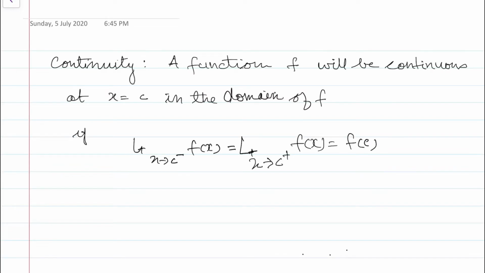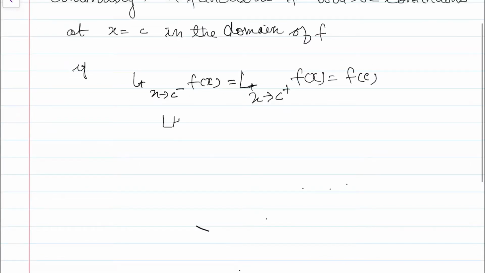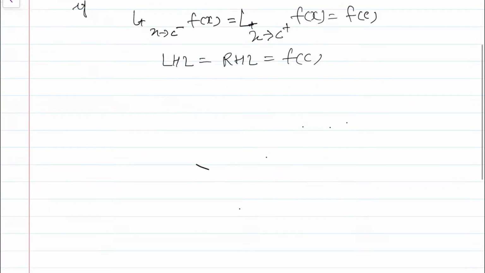Now let us write the definition of continuity formally. A function f will be continuous at x equal to c in the domain of f if limit x tends to c minus f(x), that is the left limit at x equal to c, is equal to limit x tends to c plus f(x), that is the right limit at that point, is equal to the value of the function at that point, f(c). If any of these limits or value is unequal or undefined, then the function will be discontinuous.